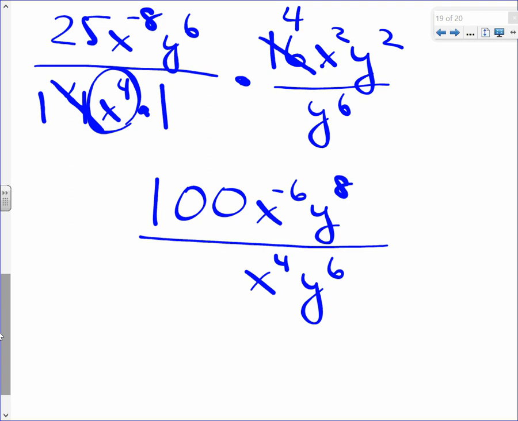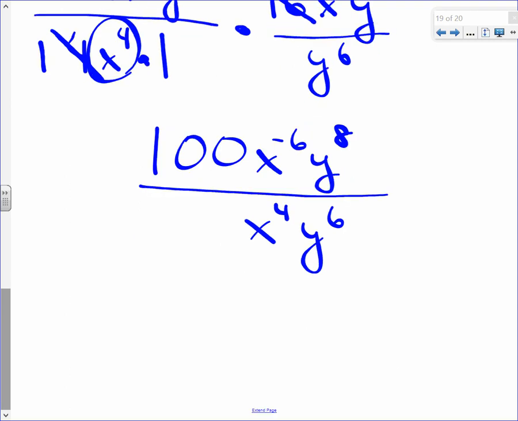I'll stop there. We're not done yet. Let's not get all happy. Any questions yet, though? We'll stop on the road before we get to our destination. Any questions here? So that was just rule 3, product of powers.